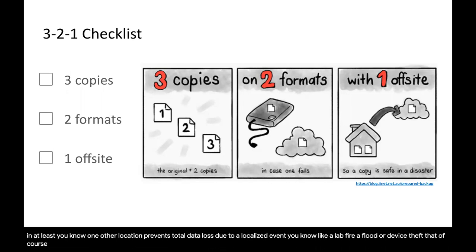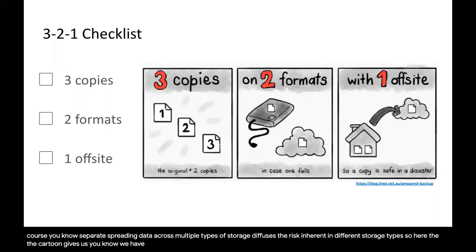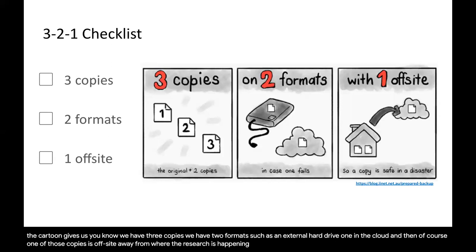And then, of course, spreading data across multiple types of storage diffuses the risk inherent in different storage types. So here, the cartoon gives us 3 copies. We have 2 formats, such as an external hard drive, 1 in the cloud, and then, of course, one of those copies is offsite away from where the research is happening.